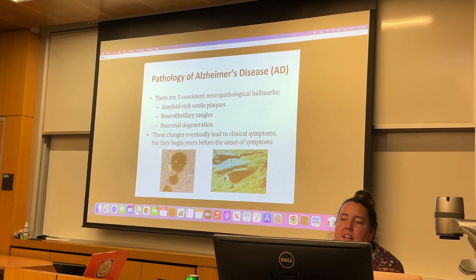All right, there are 3 consistent neuropathological hallmarks of Alzheimer's disease. This is definitely on the exam. You should just know it. Okay, amyloid-rich senile plaques. We have learned that amyloid is an infiltrate, and these amyloid-rich plaques are part of the cause of Alzheimer's disease, or at least are correlated with Alzheimer's disease. Neurofibrillary tangles, where the neurons themselves get actually tangled up.